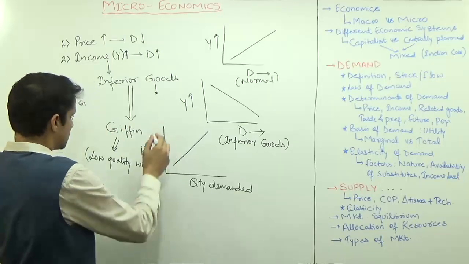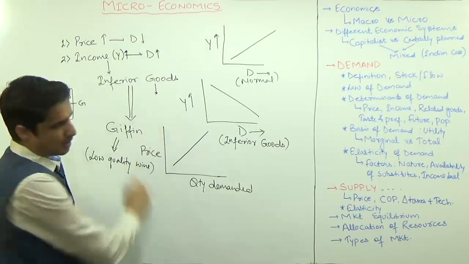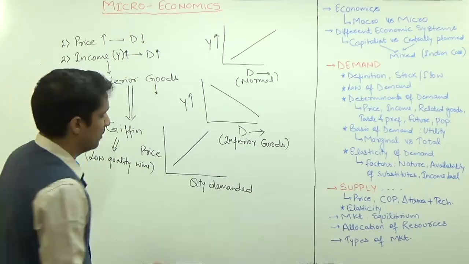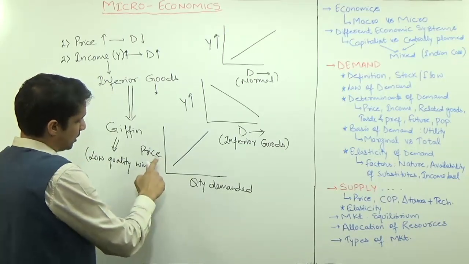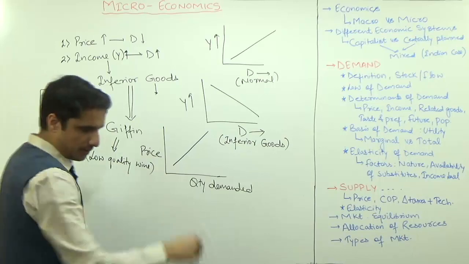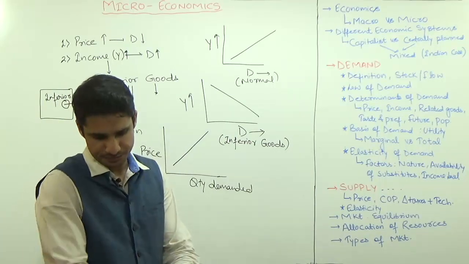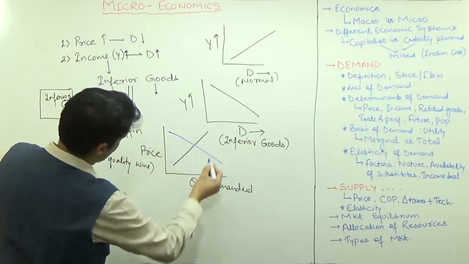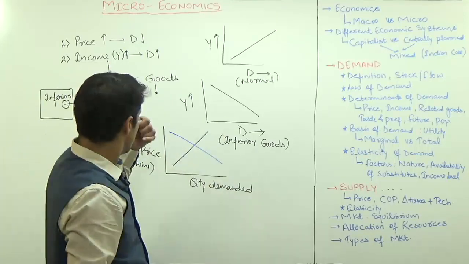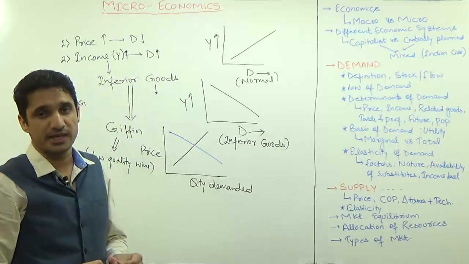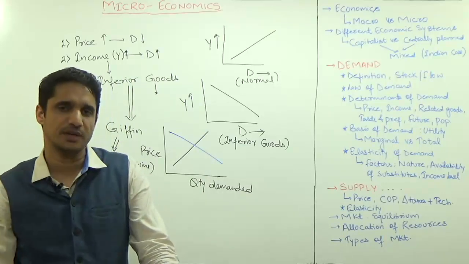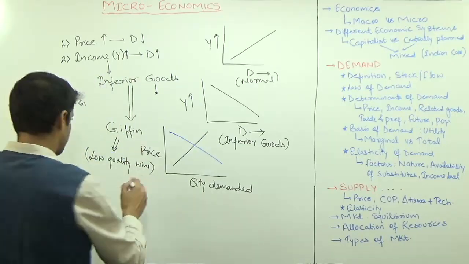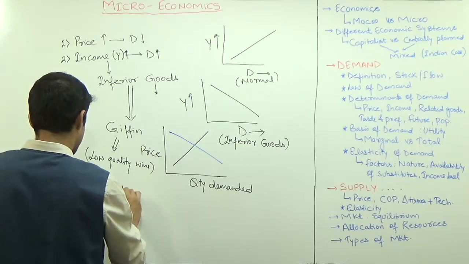So Giffen goods are the exception of law of demand, because in law of demand we discuss the relationship of price and quantity demanded, that is like this. But Giffen goods, they are like this. So Giffen goods are the exception of law of demand. Then we have one more type of goods, that is known as Veblen goods.